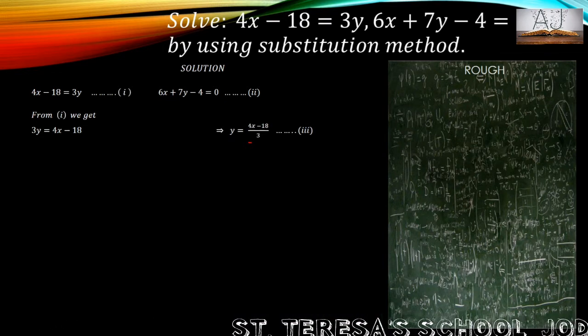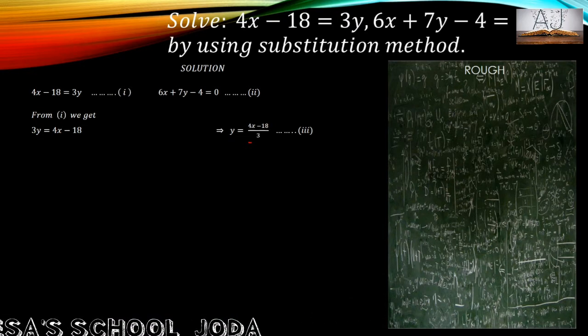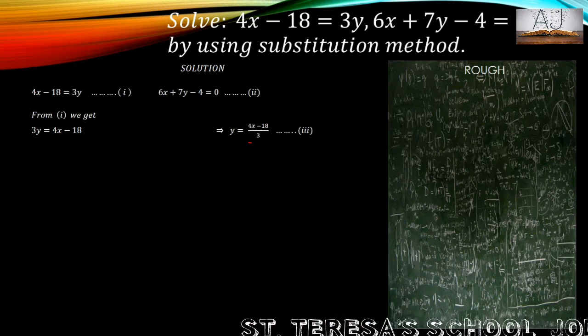Now we need to substitute this value of y, which we have got as 4x minus 18 by 3, in the second equation.